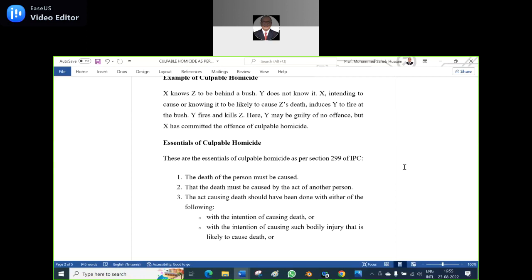In the above example, I ask only the participants: who shot at the bush? X. Why are you not giving the answer, sir? The death must be caused by the act of another, that is Y.